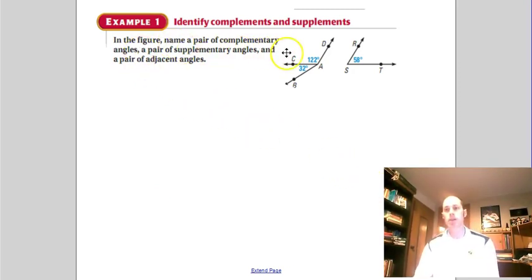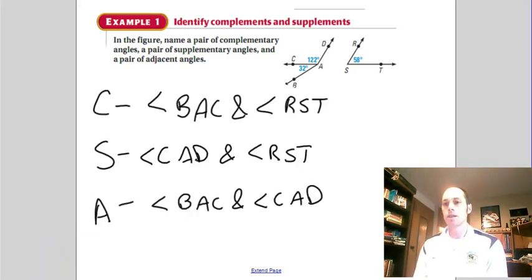It says in the figure, name a pair of complementary angles, a pair of supplementary angles, and a pair of adjacent angles. Why don't you pause the video and come up with those on your own. When you're ready, start it up again. Okay, so the ones I came up with, the complementary, the ones that add up to 90, I had angle BAC, which is 32 degrees, and angle RST, which is 58 degrees. Those two add up to 90 degrees. Supplementary, CAD and RST. Those combine to give us 180 degrees. And the adjacent angles, BAC and CAD, they don't necessarily have to add up to a specific sum, but they just share a common ray and vertex.